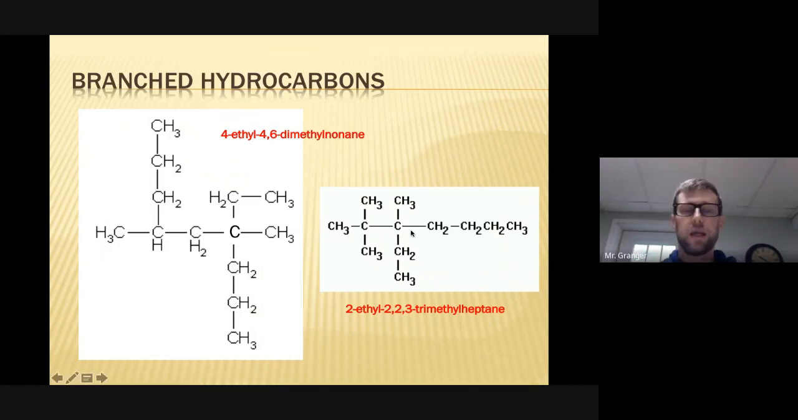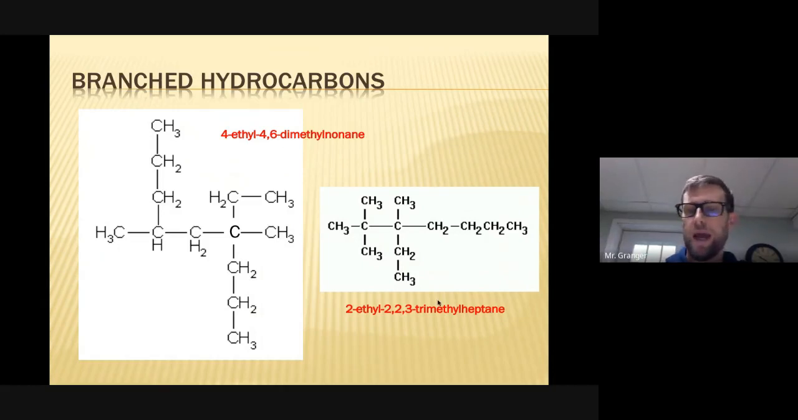Let's go to the next example here. This next example, we have a 7-carbon chain. If you look at the roots part of this molecule's name, heptane, hept is referring to 7 carbons, and then the ane ending is telling us that they're all singly bonded together. So heptane is 7 carbons.